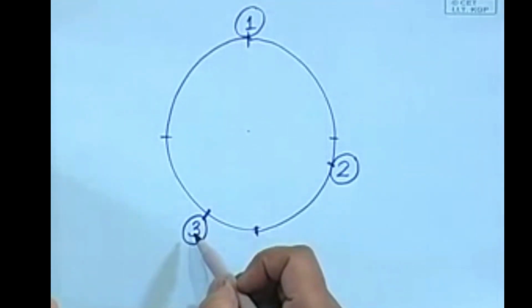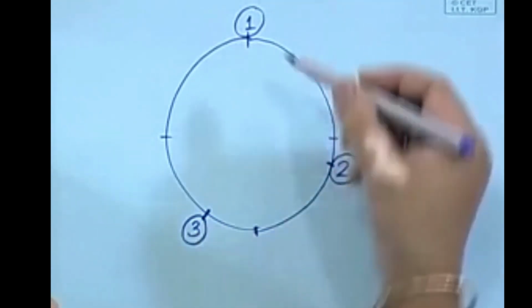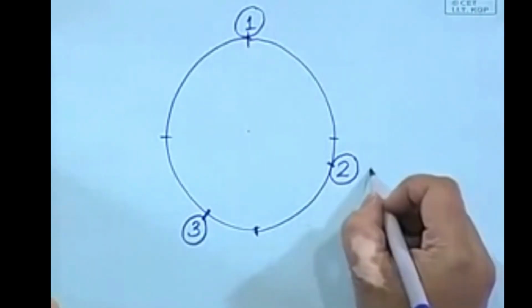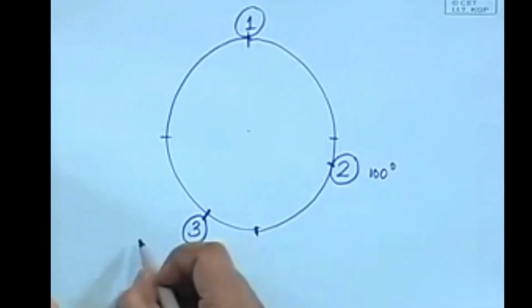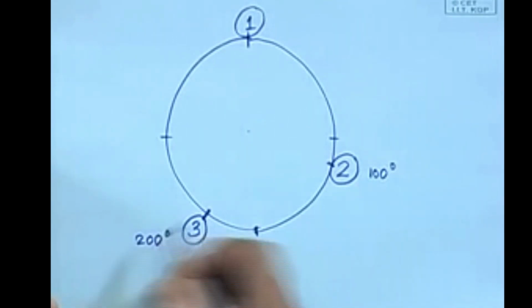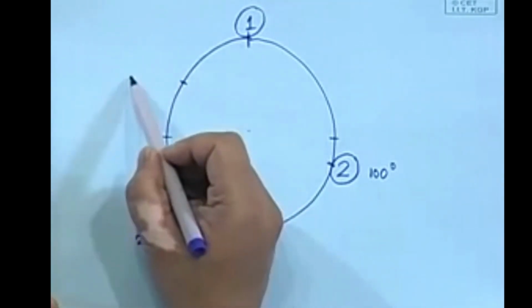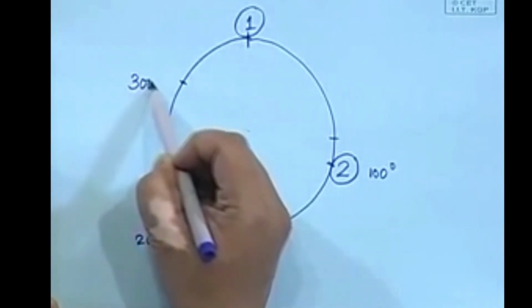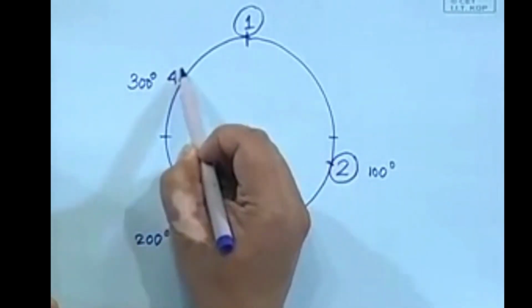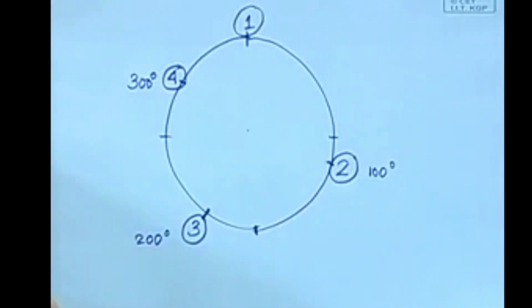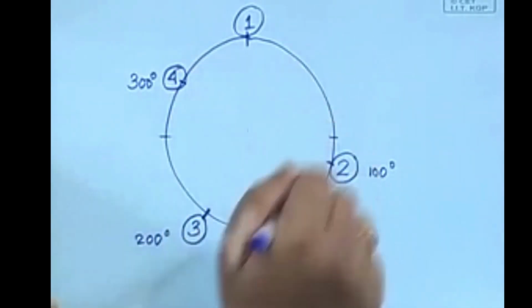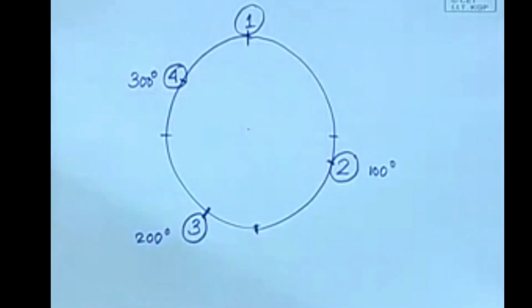Where is residue number 4 going to be? So I have, this is at 100 degrees. This is at 200 degrees. Then my fourth one is going to be at 300. So this is approximately 300. So this is residue number 4. Right? Then you can go on. Okay.